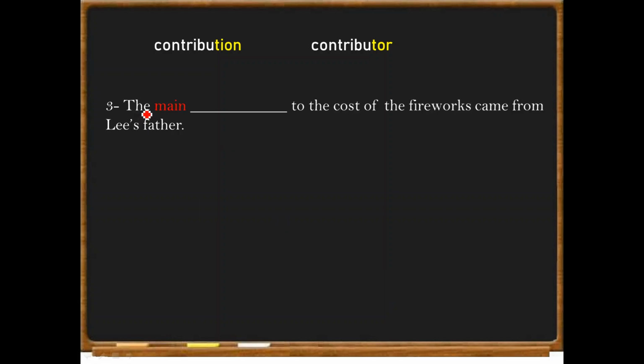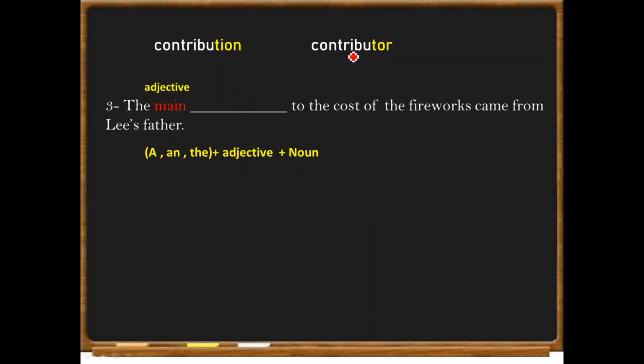Now, the main blank to the cost of the fireworks came from Lee's father. Now again, the word main, كلمة main هي بمعنى صفة. This is an adjective. هي صفة. Okay. بمعنى عامل رئيسي أو الرئيسي. Okay. So again we have article. عندي أداة تعريف. بعدها جاءت الصفة. بعد الصفة what do you think we should have? According to this order حسب هذا الترتيب article adjective لازم يكون عندي noun. Okay. So in this blank we have to add a noun.